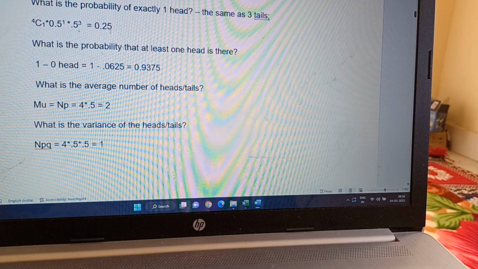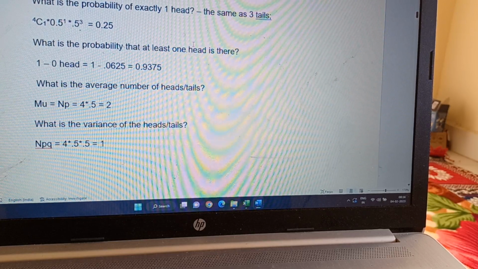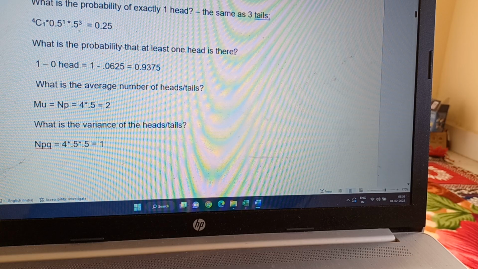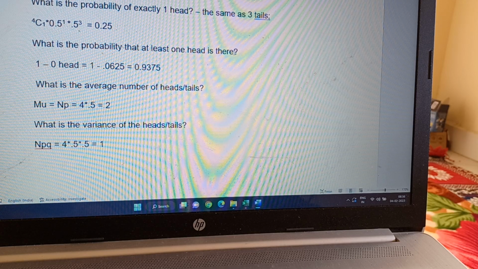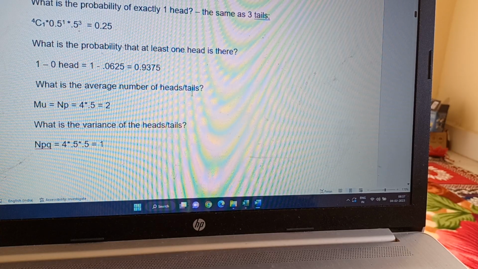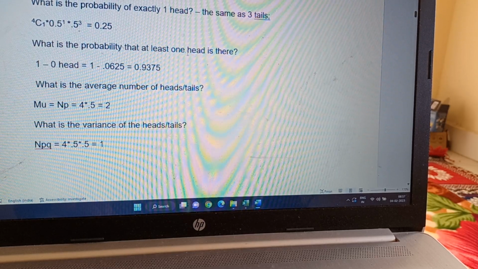Now next question, what is the probability that at least 1 head is there? So at least 1 head means 1 head, 2 heads, 3 heads and 4 heads. So you can either calculate it like that, meaning you add the probability of exactly one head plus probability of exactly two heads using this same formula, and then plus probability of getting exactly three heads and probability of getting exactly four heads. Otherwise, you can do that at least one head means one minus no head.